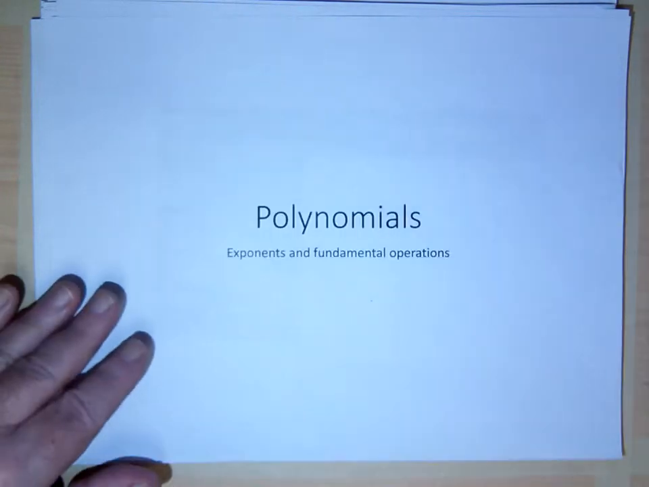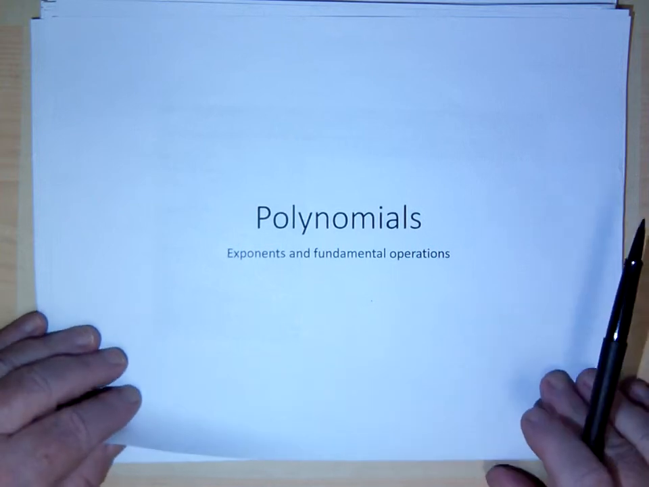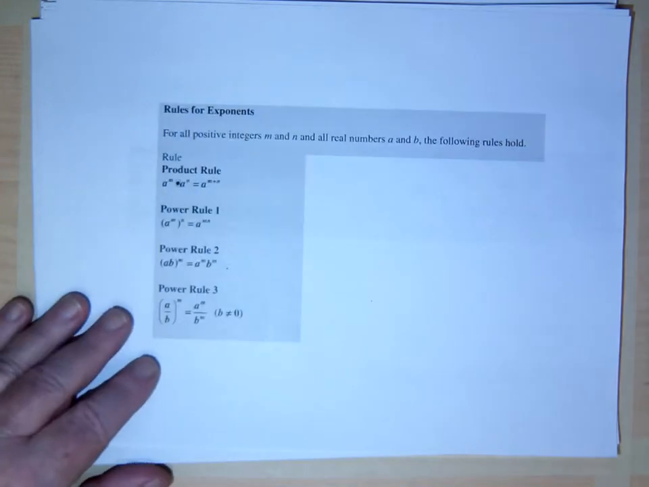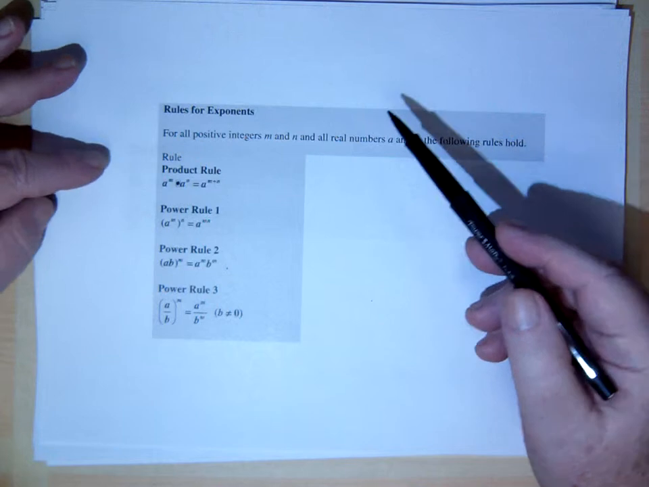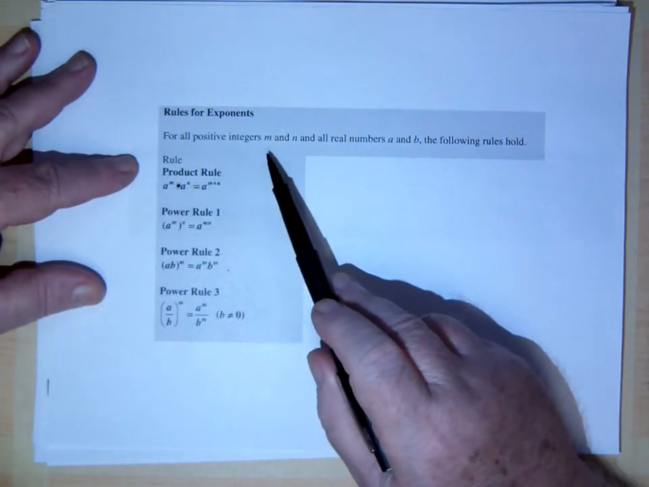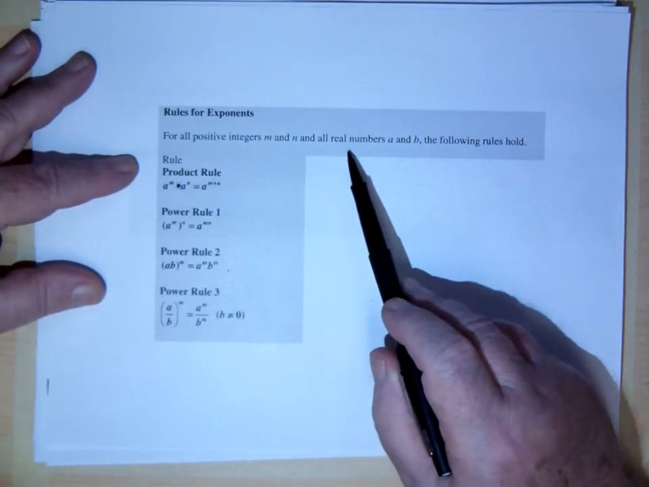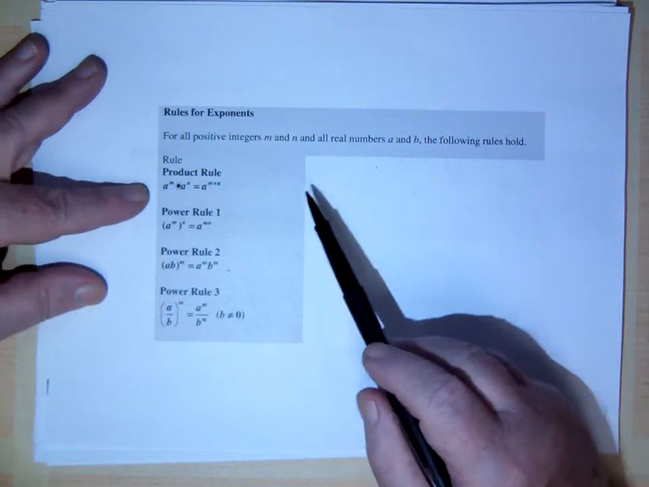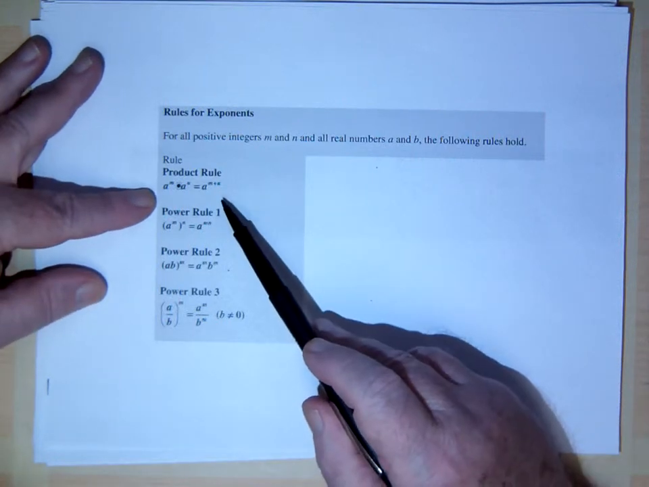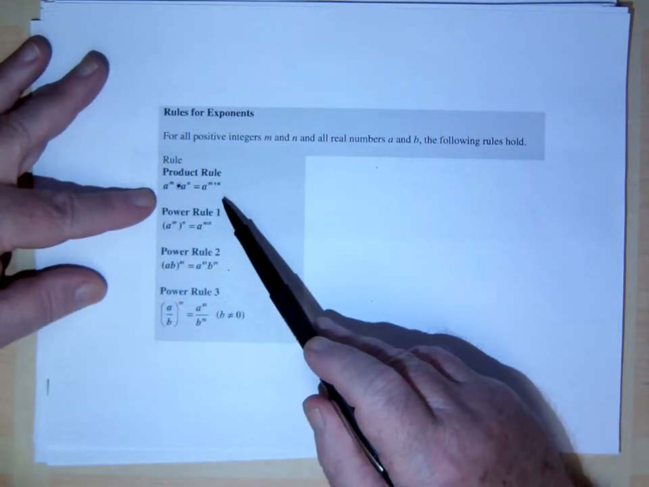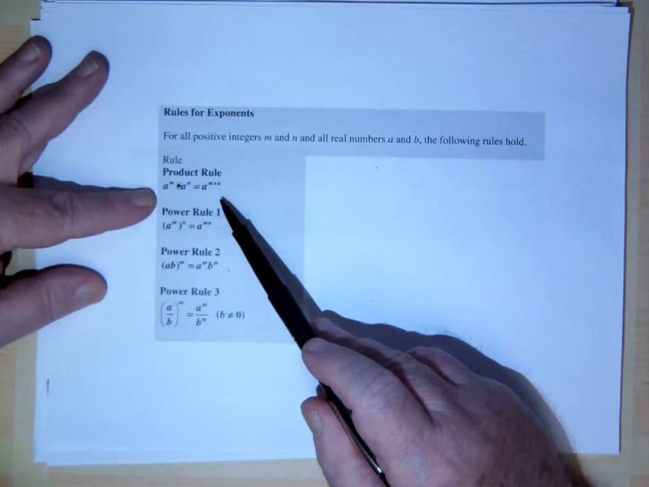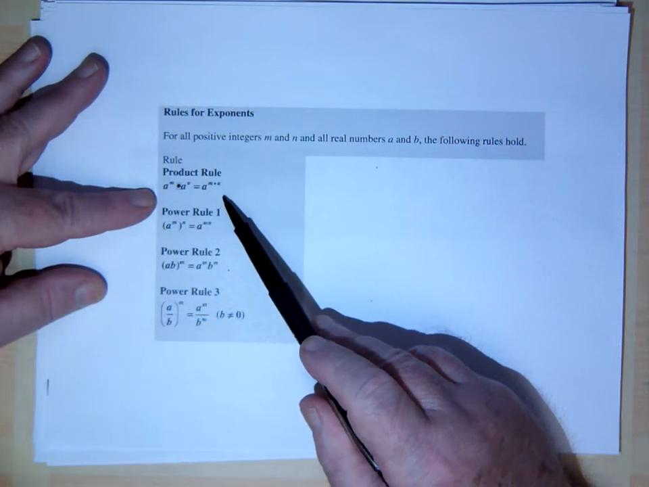Today we're going to study polynomials, reviewing exponents and fundamental operations of polynomials. These are the rules of exponents. For all positive integers m and n, and all real numbers a and b, we have the following rules. When we multiply factors that have the same base, you can add exponents.